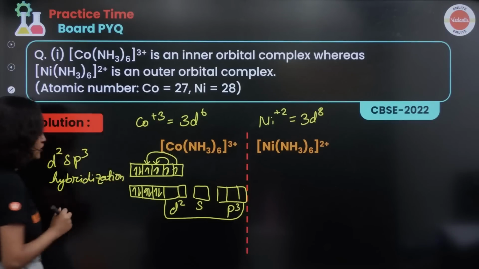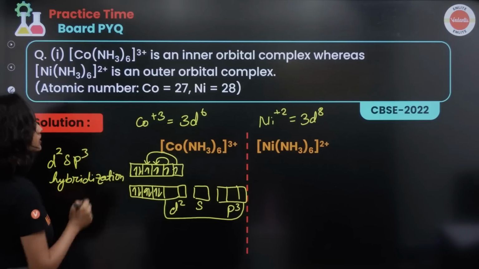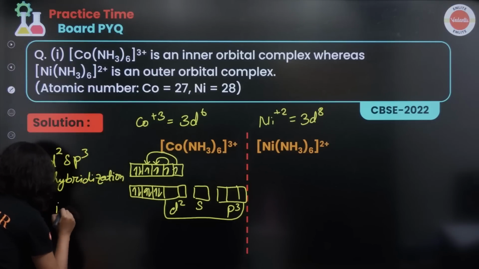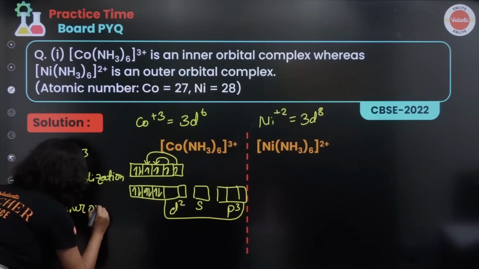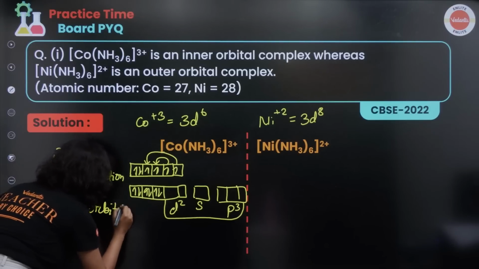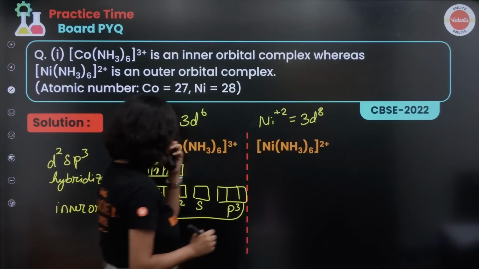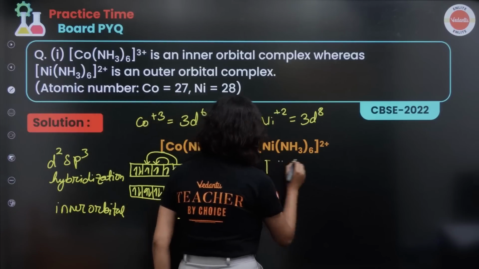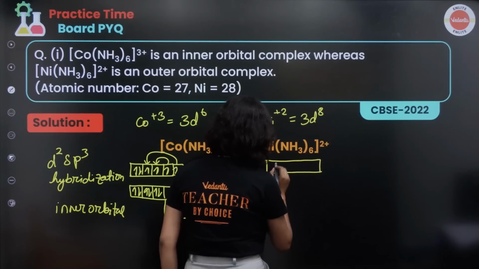SP3 hybridization, yes? So this becomes an inner orbital complex. Inner orbital complex. Alright. Now let's check it out here. Okay, this is 3d8. Alright. So let's draw 3d8.